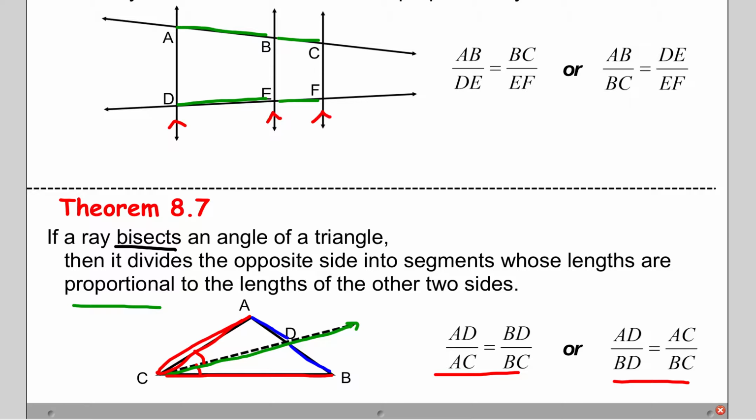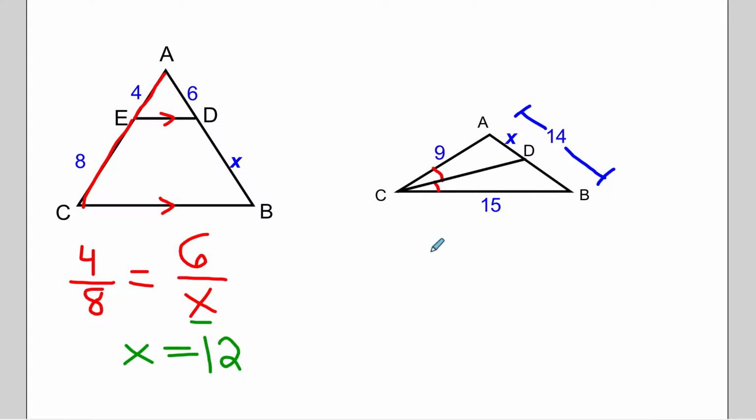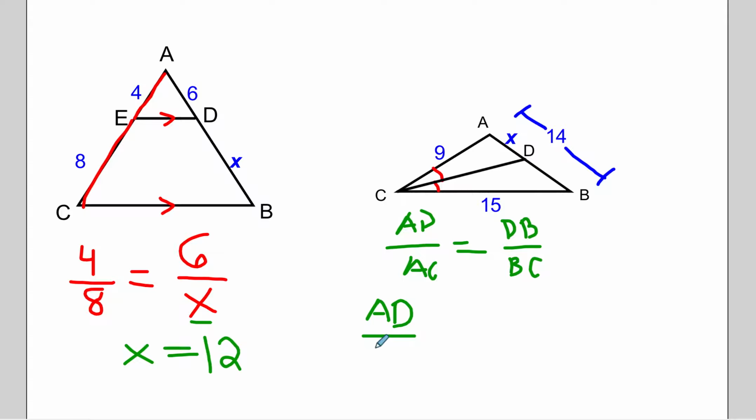And in fact, I'm going to do that. We have that AD over AC is going to be equal to DB over BC. That is one of the proportions we can set up in this situation. The other one that we can set up is this. The comparison between the two sides that are cut in half, that's AD and DB, is going to be the same as the relationship between the two other sides of the triangle, which is AC and BC.